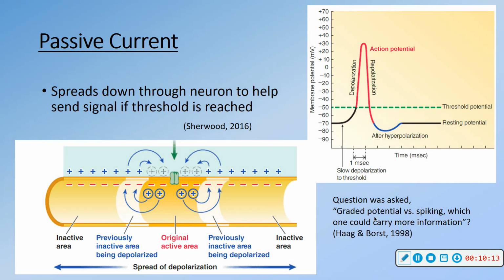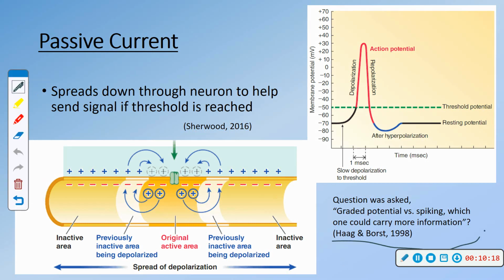Now, down here, I have where it says a question was asked. This is a little outdated, but it is a very interesting question. Scientists were looking at the accuracy of graded potential and how it could move information, how it could move those impulses that needed to be sent to the brain.